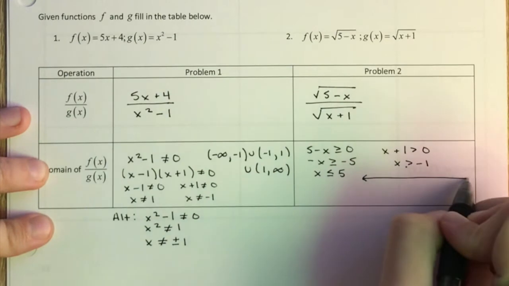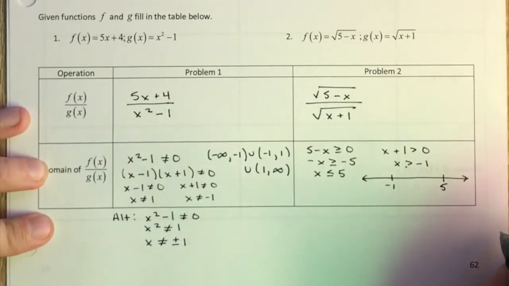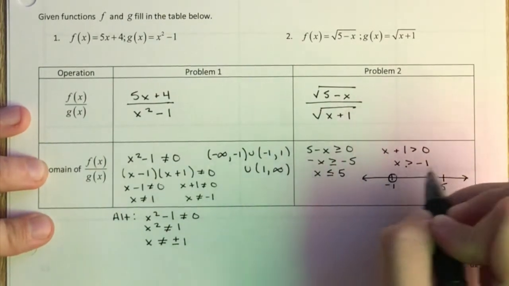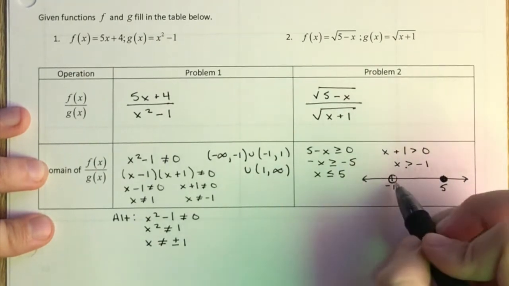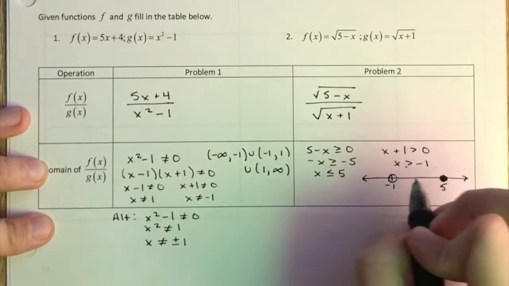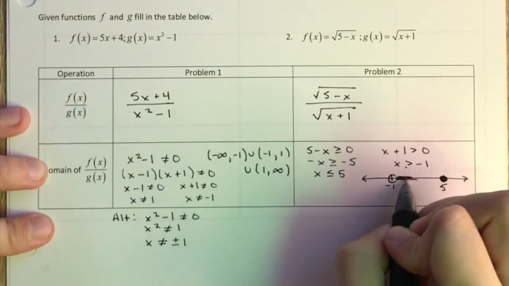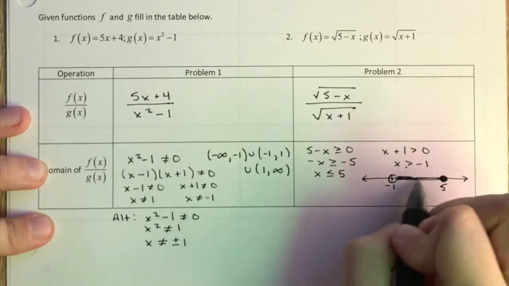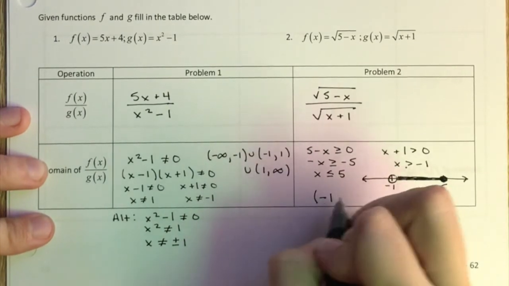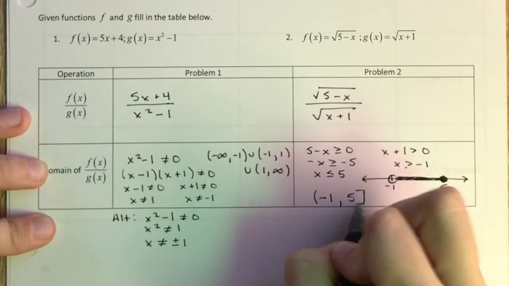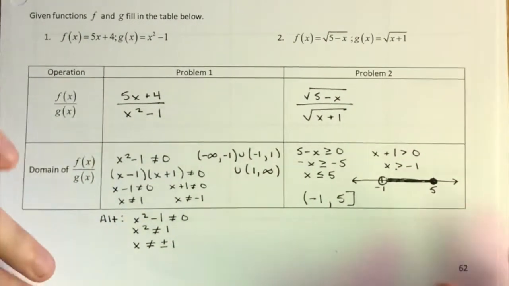Let's put this one on a number line just to see exactly what's going on. So we have negative 1 and 5. We want to be greater than negative 1 and less than or equal to 5. So we have an open point on negative 1, shaded point on 5. And that means the points that satisfy both are going to be what's in between. So our answer is parentheses negative 1 to 5 bracket. Okay, so that is division of functions.